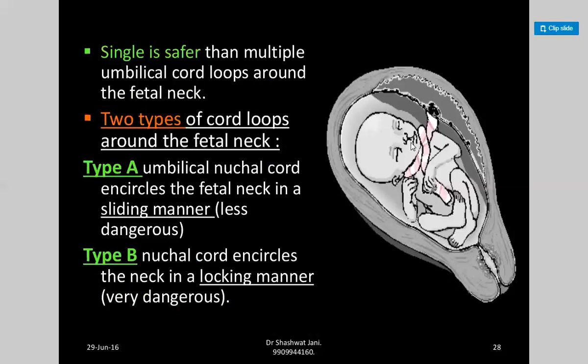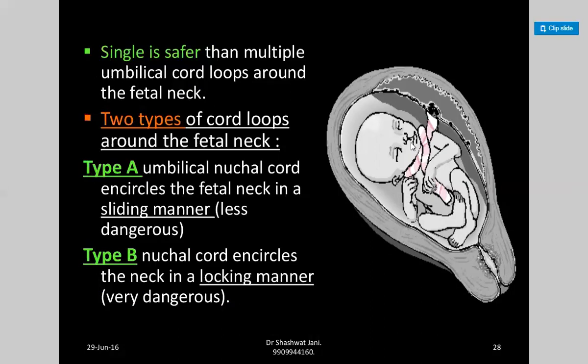And there are two types of cord loops around the fetal neck, type A and type B. The fashion is of two types, and number wise there are three types: one, two, and three loops. From the pattern perspective, in type A, the umbilical cord encircles the fetal neck in a sliding manner, and that is less dangerous. It does not have that much problem.